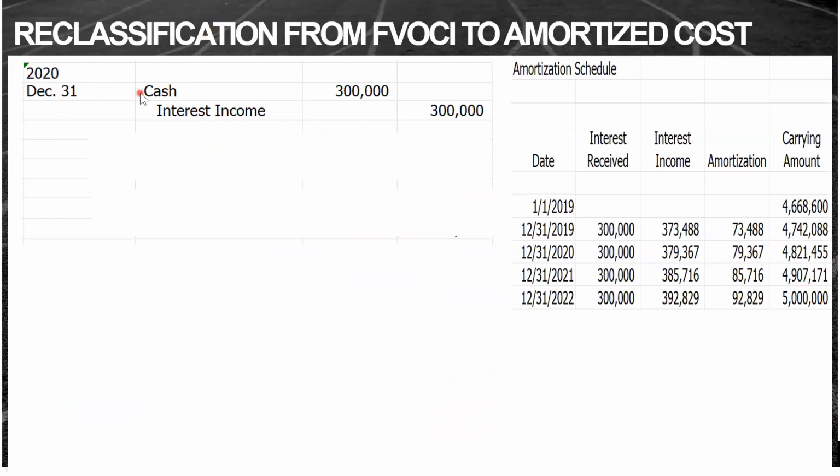So una, of course, yung na-receive natin na interest galing kay issuer. So debit lang tayo ng cash, credit tayo ng interest income. Again, that's based on the nominal rate. That's 5 million times the nominal rate of 6%. Tapos, we will recognize again our amortization in the amount of 79,367. So this will be our entry.